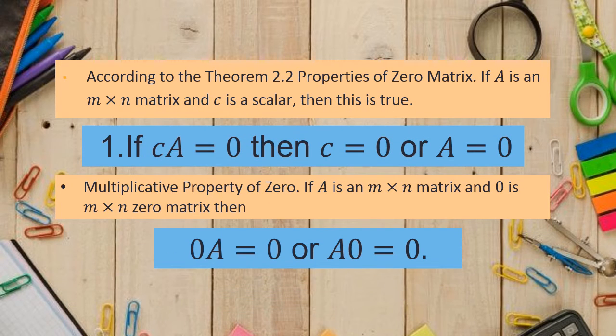Next, according to Theorem 2.2, properties of the zero matrix, if A is an m by n matrix and C is a scalar, then this is true. If C multiplied by A is equal to 0, then C is equal to 0 or A is equal to 0. Or the multiplicative property of 0: if A is an m by n matrix and 0 is the m by n zero matrix, then 0 multiplied by A is equal to 0, or A multiplied by 0 is equal to 0.